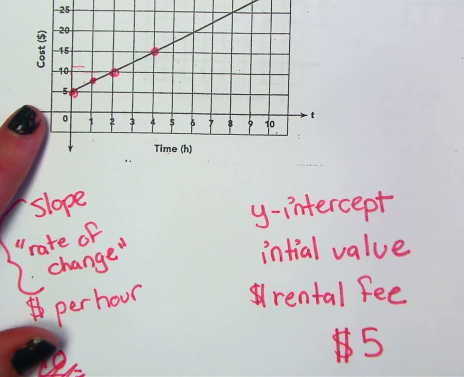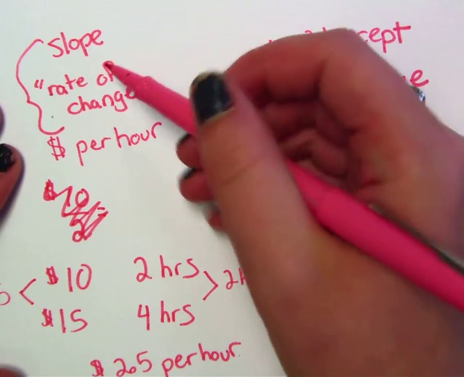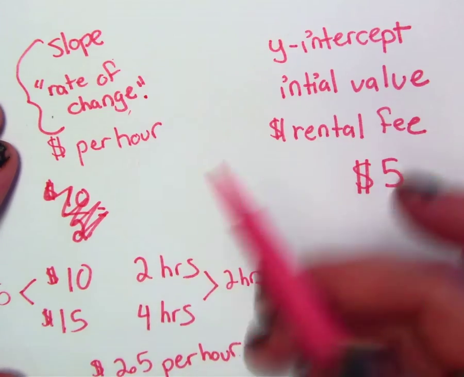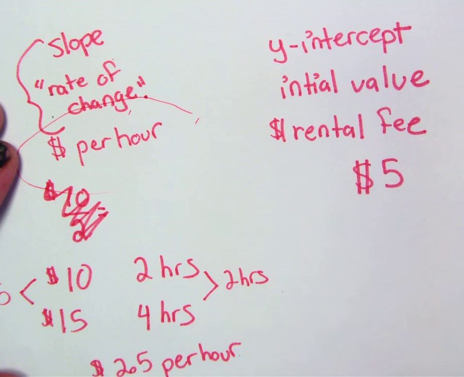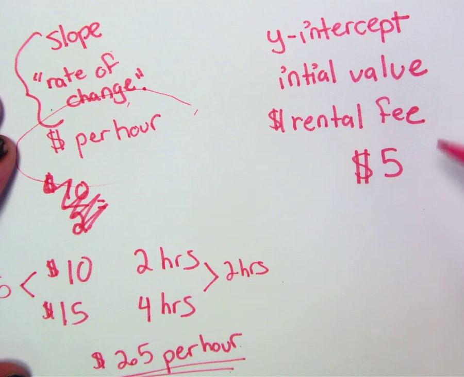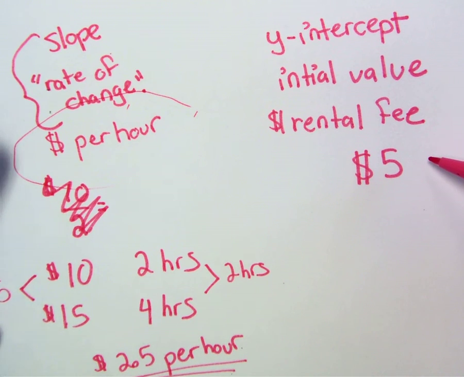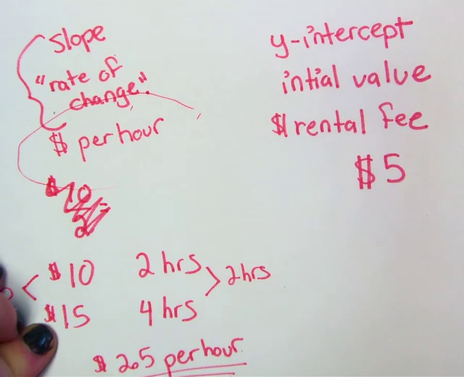So again, just to go over these to help them make sense, our slope is our rate of change. That's how much it's changing as we go. That is money per hour. You can find this using the graph, and we found that it changed $2.50 per hour. Your y-intercept is your initial value. That is your rental fee. That is going to be $5. All right, we're going to look at the next problem then.